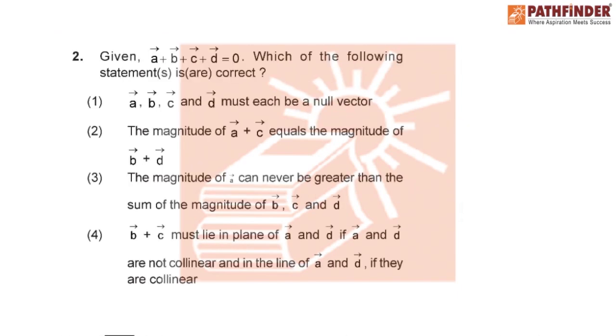Given A vector plus B vector plus C vector plus D vector equals 0. So there are 4 vectors. The sum of them is 0. Which of the following statements is or are incorrect? So the first thing is A, B, C and D must each be a null vector. So this is a trivial type of solution. Each must be a null vector. The magnitude of A plus B must be equal to the magnitude of B plus D.